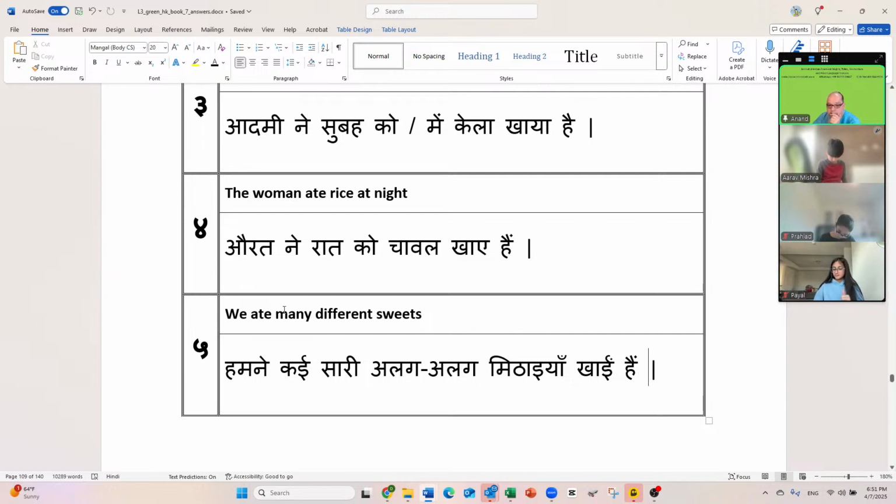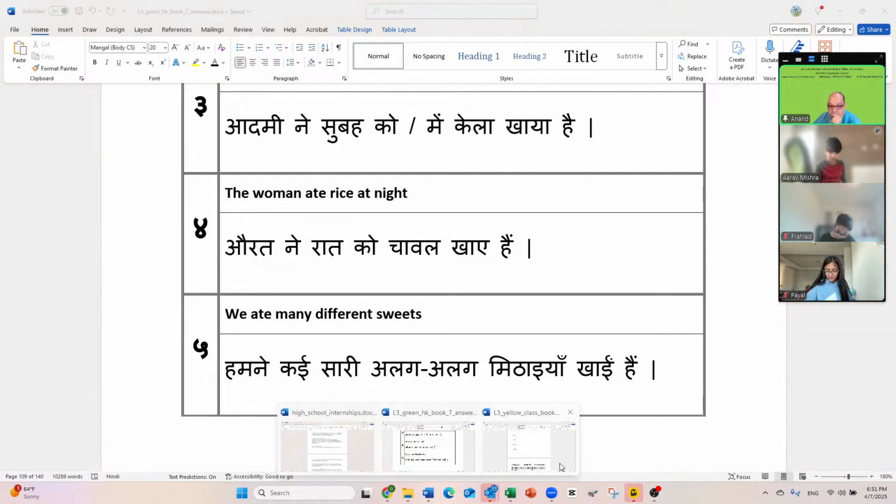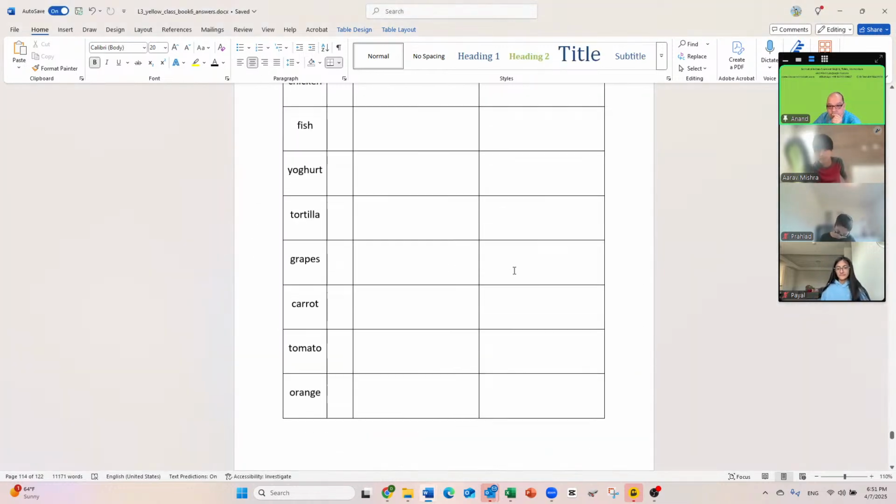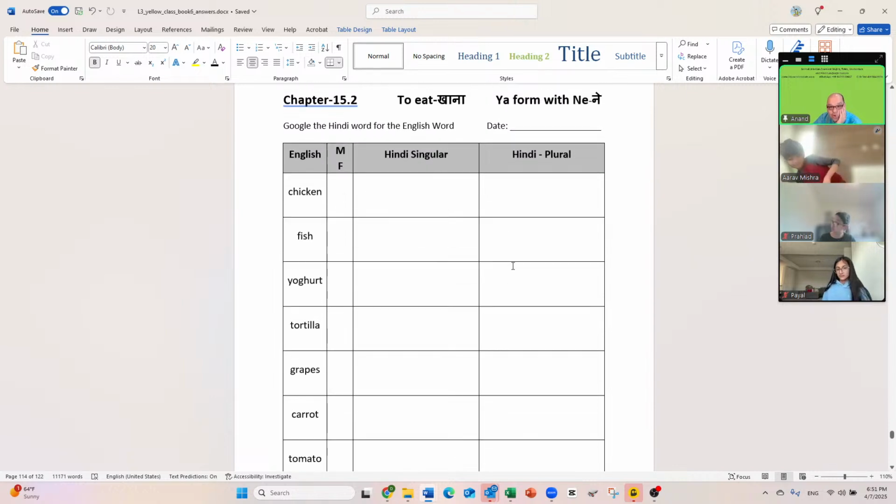Good. Okay. Now, homework. We are out of time. I'll give you all some pages in the yellow book. Now, there's something else I want you all to do. When I give you all words to translate, for example, chicken, right? You will go to Google Translator and it will tell you the Hindi word for chicken, but it won't tell you whether it's male or female.